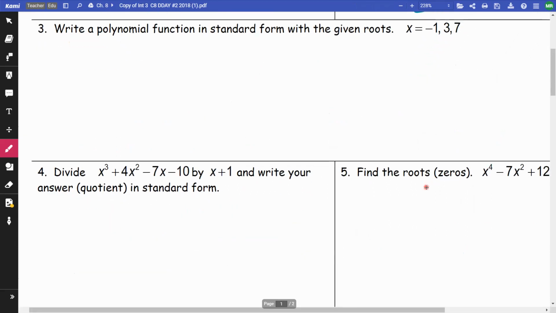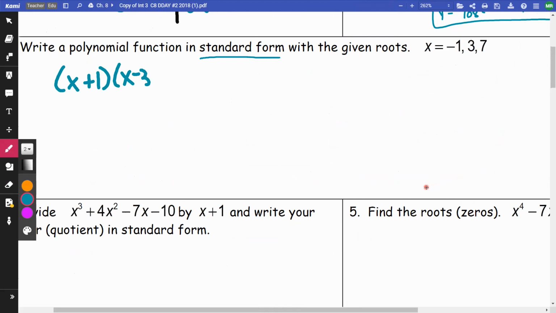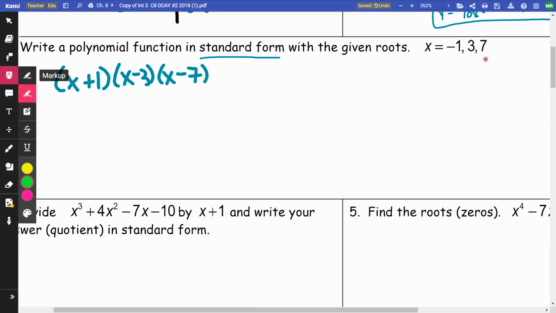Okay, so we're going to write this in standard form. Standard form means I'm going to multiply this out. So I'm going to have x plus 1 because I have a -1 as a root, x minus 3 because of my positive 3, and then for my 7, that was an x minus 7. So I'm going to be multiplying 2 of these together, and then I'm going to multiply it with the third one.